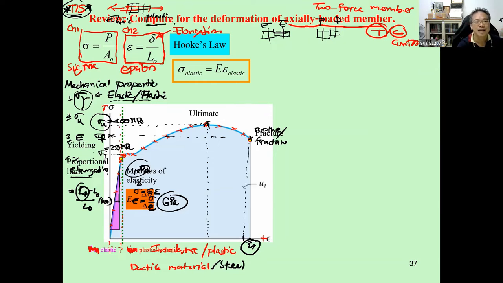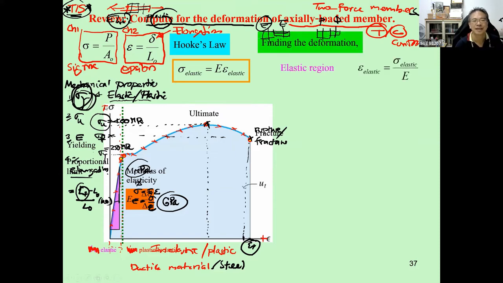This is elastic, plastic. It can be plastic and plastic. These are going to be three types of problem for the computation of the deformation of the two-force member. And then you've got to check when it's going to be elastic, when it's going to be plastic. Just compute the elastic stress with respect to the yielding stress. Whenever it's less than the yielding stress, it's going to be elastic, okay? And then the deformation of the structure can be computed by finding the elastic strain.